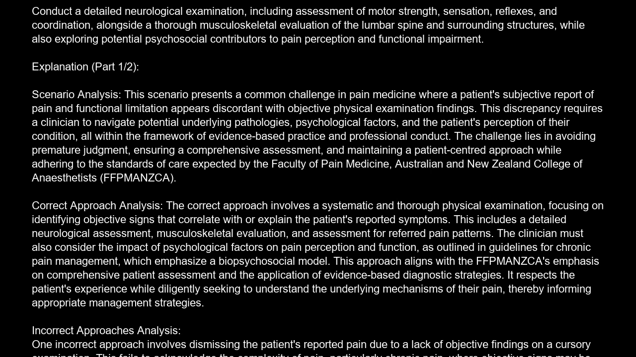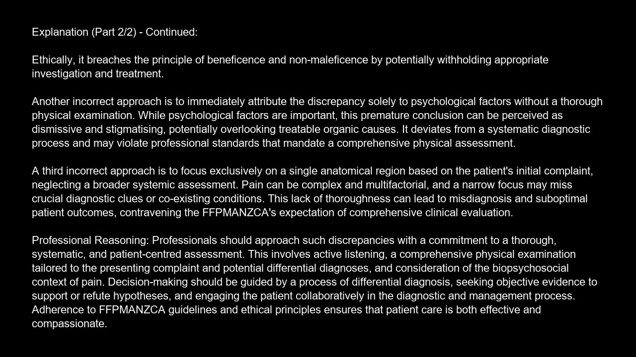Incorrect approaches analysis. One incorrect approach involves dismissing the patient's reported pain due to a lack of objective findings on a cursory examination. This fails to acknowledge the complexity of pain, particularly chronic pain, where objective signs may be subtle or absent and can lead to patient distress and a breakdown in the therapeutic relationship. Ethically, it breaches the principle of beneficence and non-maleficence by potentially withholding appropriate investigation and treatment.